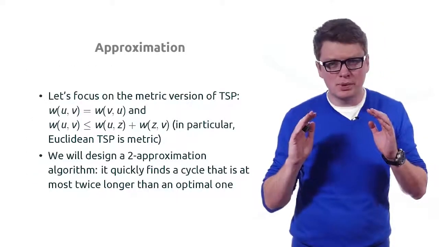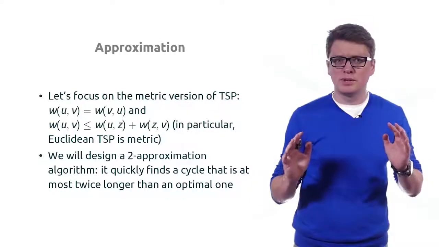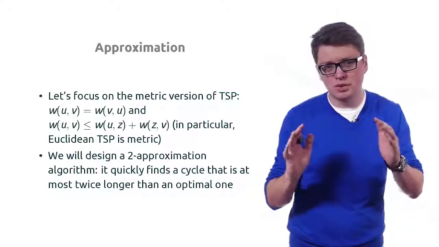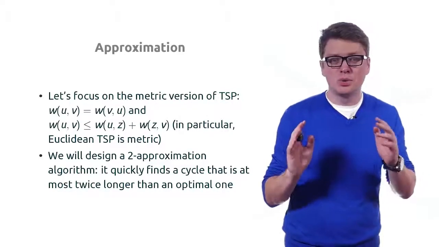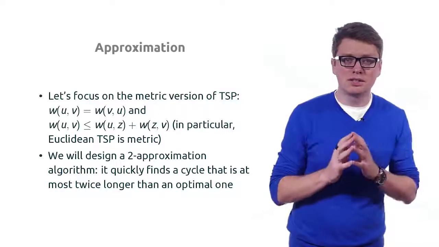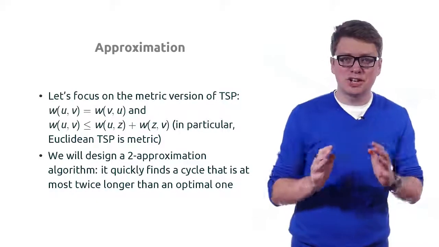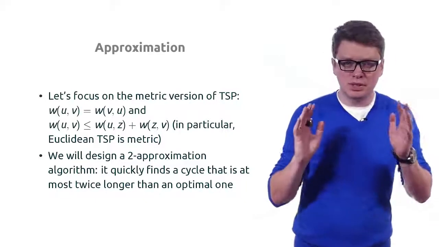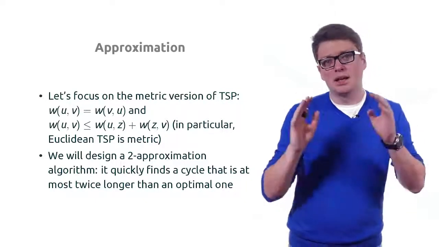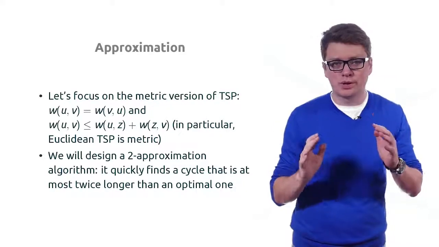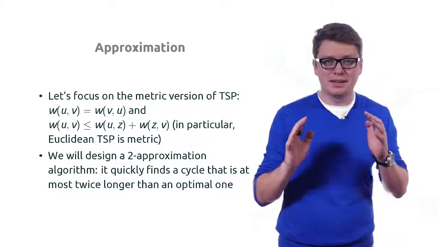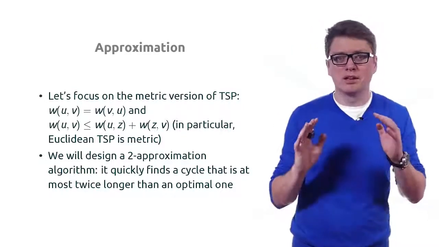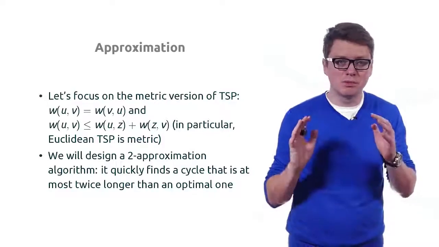Okay, so what we're going to do in this case is we're going to design an algorithm which is guaranteed to produce quickly a solution which is at most twice longer than an optimal one. Okay, such an algorithm is called a two-approximate algorithm. Okay, so first of all, it is important to mention that our algorithm only guarantees to find a solution which is at most twice as long only for the metric version of the traveling salesman problem.